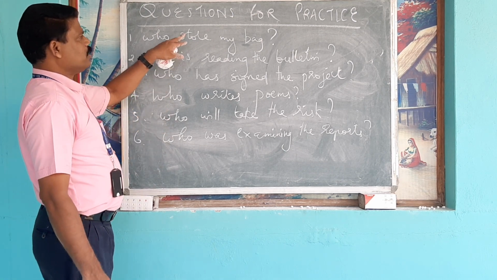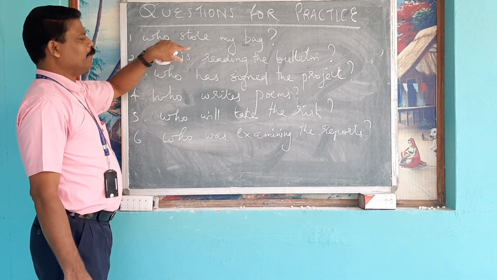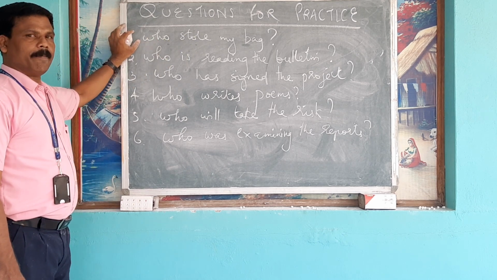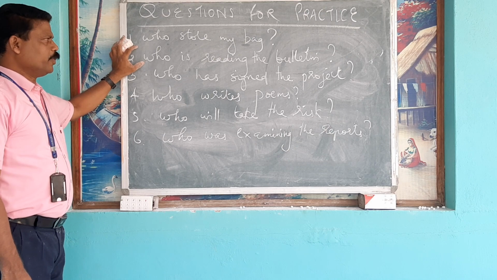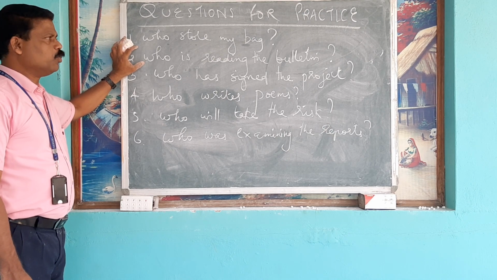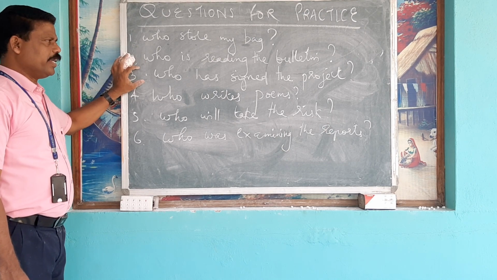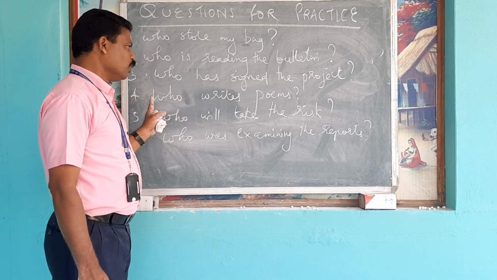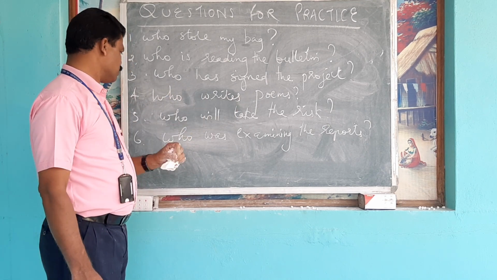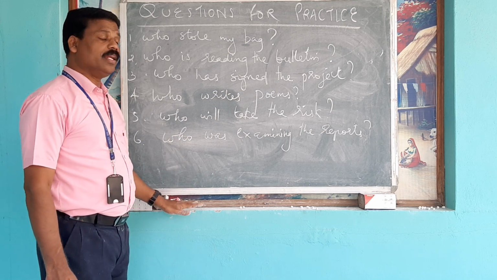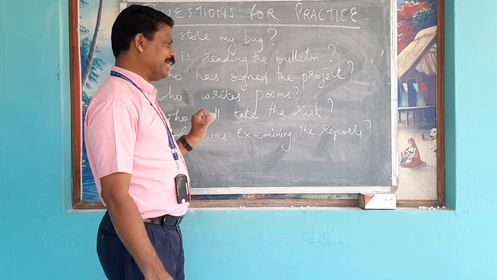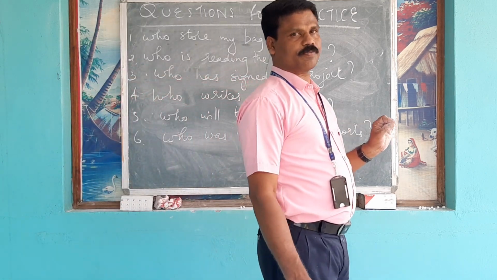These questions have been given for your practice. Please note it down. Number 1, who stole my bag? Number 2, who is reading the bulletin? Number 3, who has signed the project? Number 4, who writes poems? Number 5, who will take the risk? Number 6, who was examining the reports?